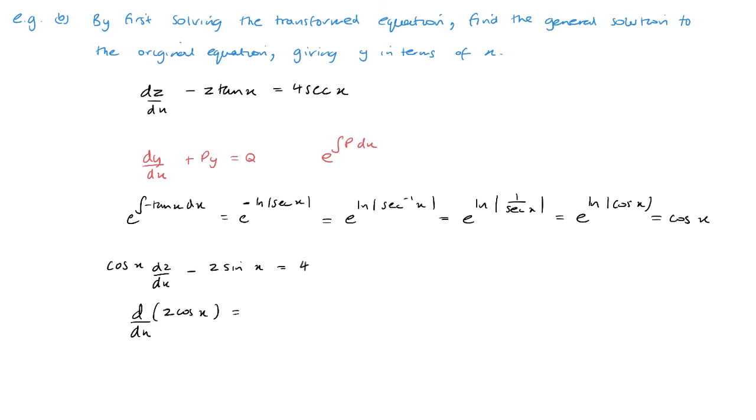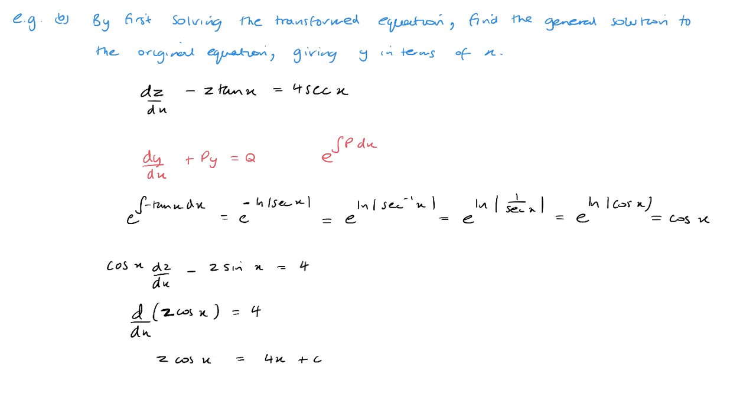Sorry, that looks a bit like a 2. It is a z, I promise. And that equals 4. Then what we want to do is integrate both sides. So integrating the left is just going to give me z cos x, and integrating the right will give me 4x plus c.